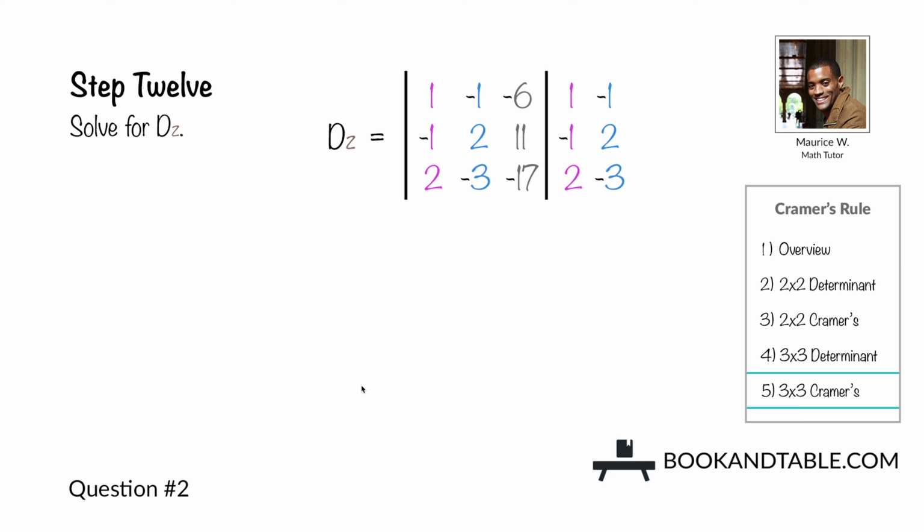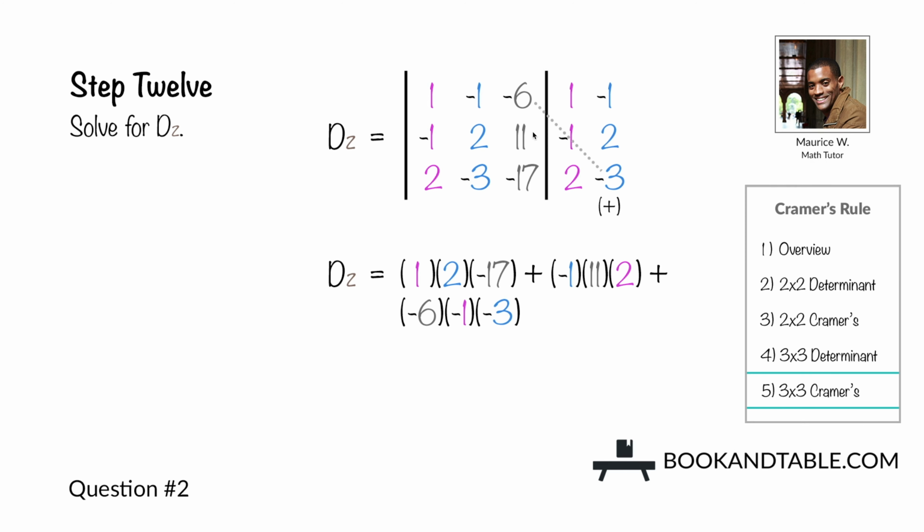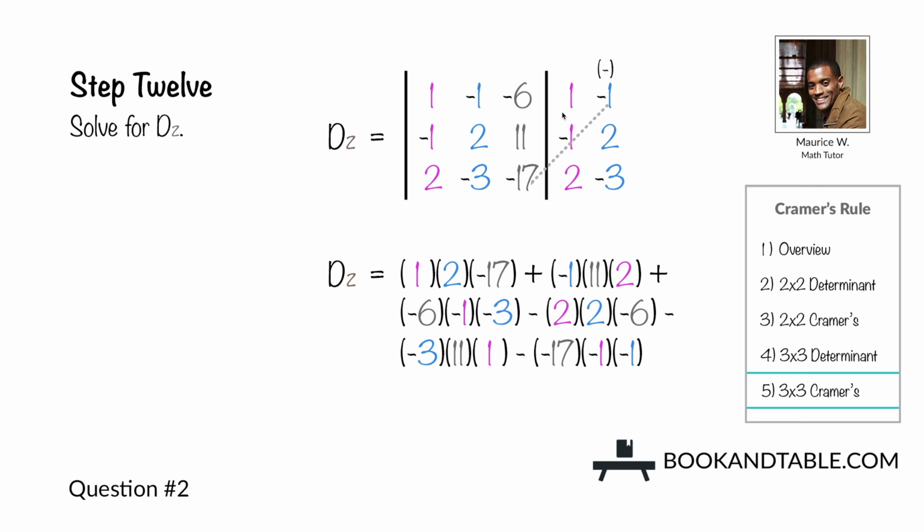So when we do so, we get 1 times 2 times negative 17 plus negative 1 times 11 times 2 plus negative 6 times negative 1 times negative 3 minus 2 times 2 times negative 6 minus negative 3 times 11 times 1 minus negative 17 times negative 1 times negative 1.